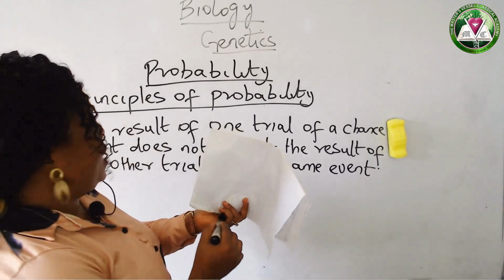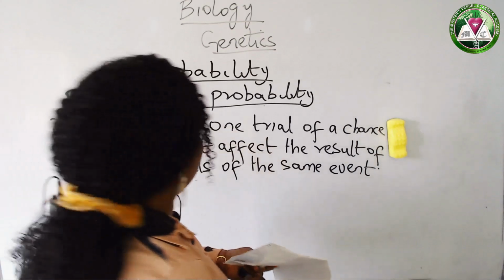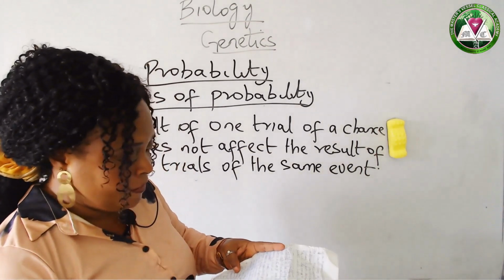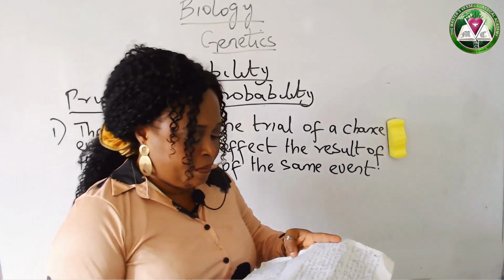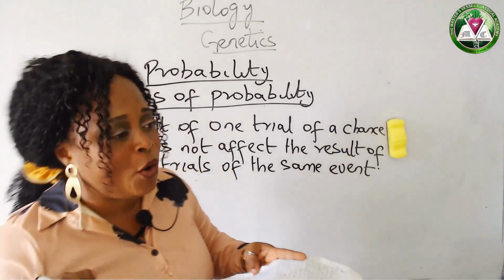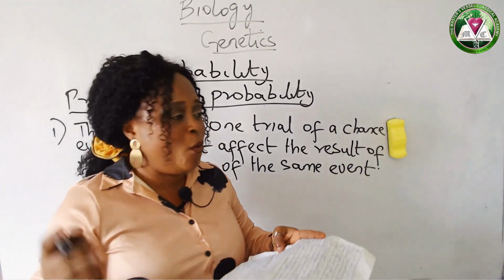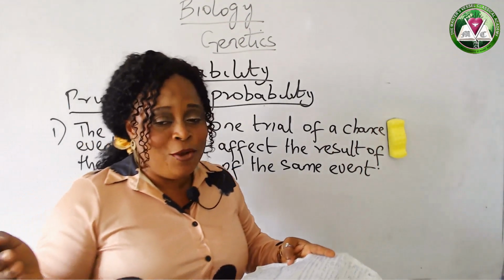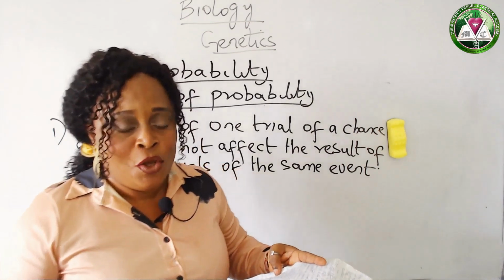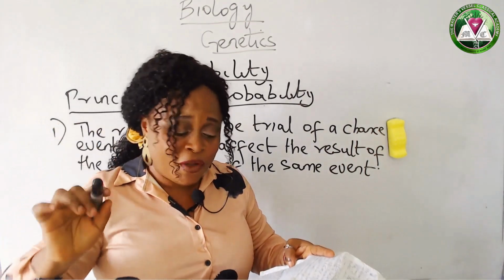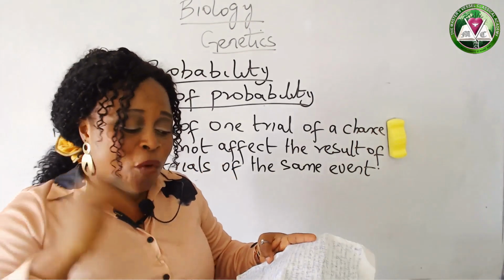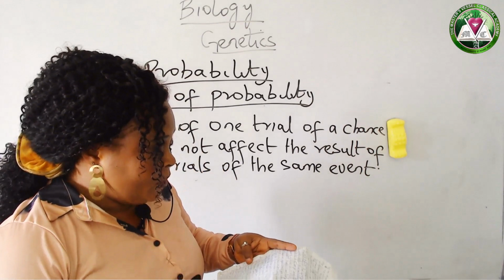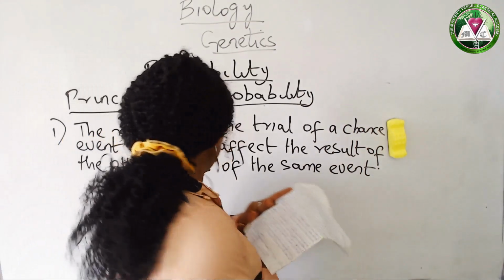The result of one trial of a chance event does not affect the result of the other trials of the same event. For example, when you are tossing a coin, if you toss a coin now, you can get one. The next one is not a must that because you got one, the first one, you will get two. And because you got two, it doesn't mean you will get three. So, what we're saying here is that the result of one trial of a chance event does not affect the result of other trials of that particular event, of the same event. That is the first principle of genetics.